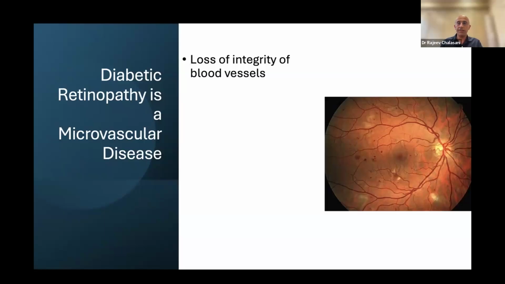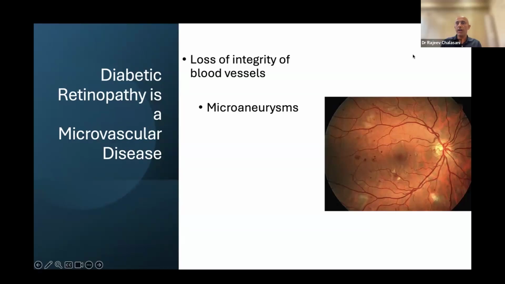And what happens in this sort of microvascular disease? So over time, the high blood sugar leads to an impact on the cells that line blood vessels, what we call the endothelial cells. And so these cells have a really important role in regulating the flow of nutrition and oxygen into the retina and the removal of waste products out of the retina. And so the impact of diabetes is an impact on the integrity of these blood vessels.